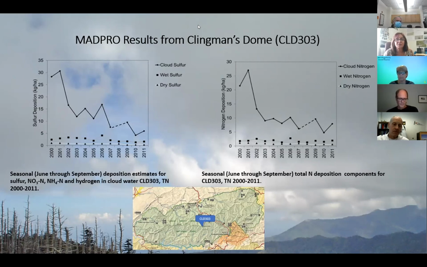The dotted lines above 2008 indicate that we didn't collect in 2008. And just a very quick look shows you what a large component of the total deposition budget cloud is compared to dry and wet. And I threw a map of the park here at the bottom. Since the study focuses on Clingman's Dome, I just wanted to pinpoint exactly where Clingman's Dome was located within the park. Next slide, please.